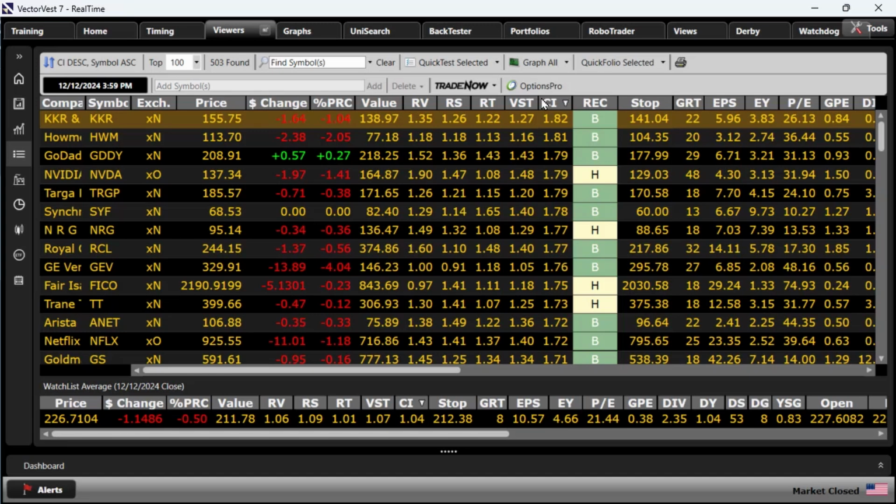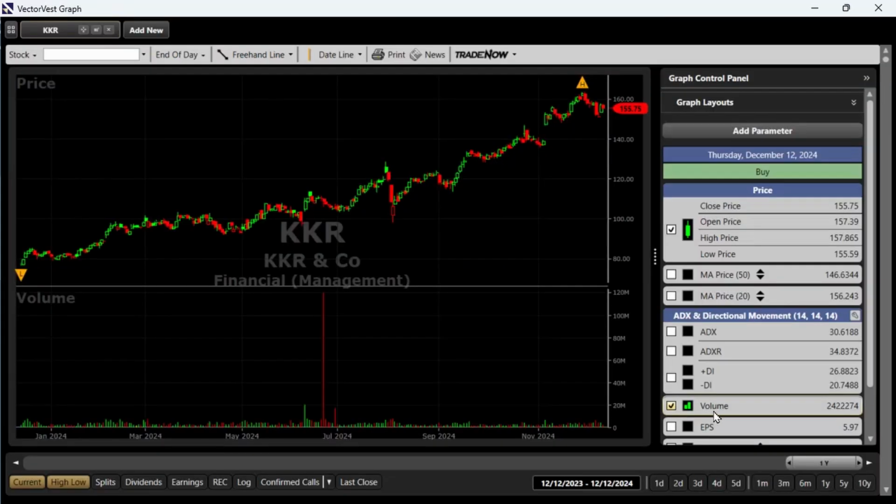And you can force rank the entire list of 503 stocks in the S&P by that indicator as well. So it's a good list of stocks to start from. I'm going to click on Graph All. We're going to open up the chart, and we're looking at KKR. We have price at the top and volume at the bottom. Clearly, this stock over the last 1 year is in a nice, steady uptrend.